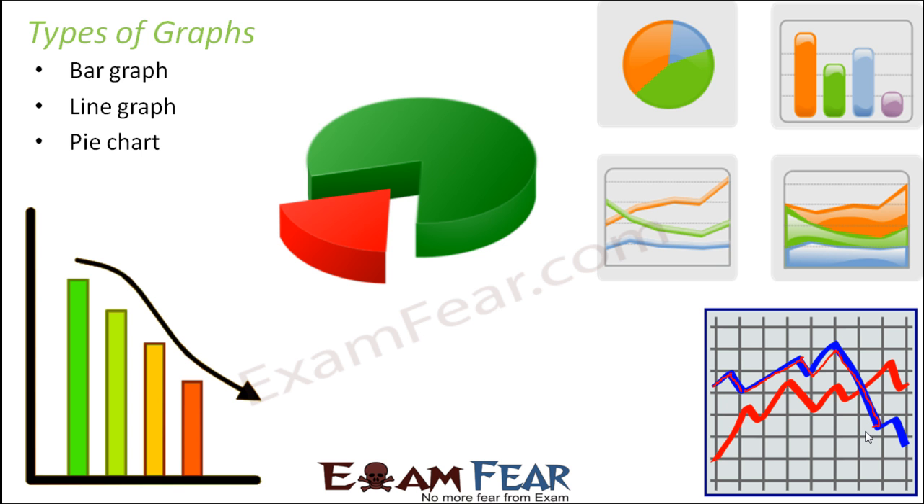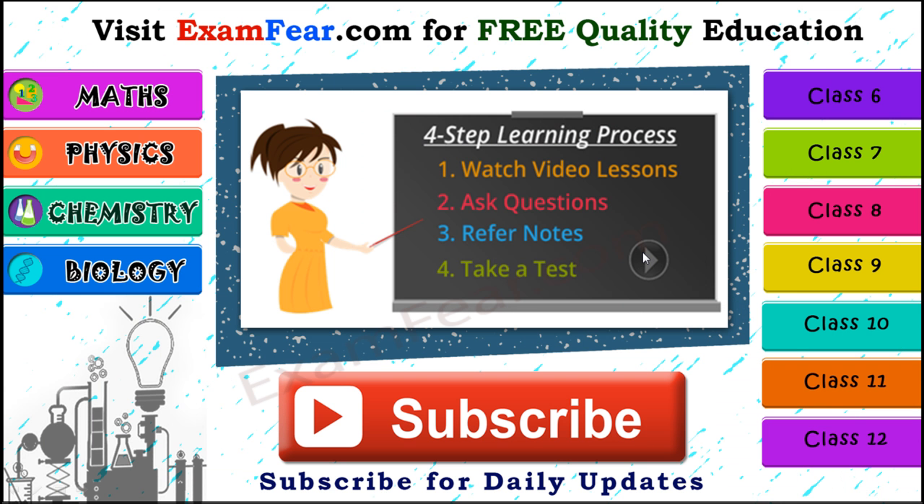Pie chart. In a pie chart, you represent data in the form of a circle, and how much part of the circle is for what. Whenever we talk about a pie chart, all that comes to my mind is a pizza. In a pizza, you have different slices. Each slice of the pie chart denotes a particular number. So these are the 3 basic types of graphs.